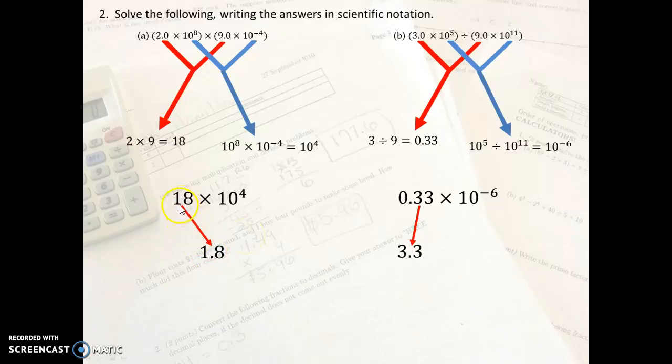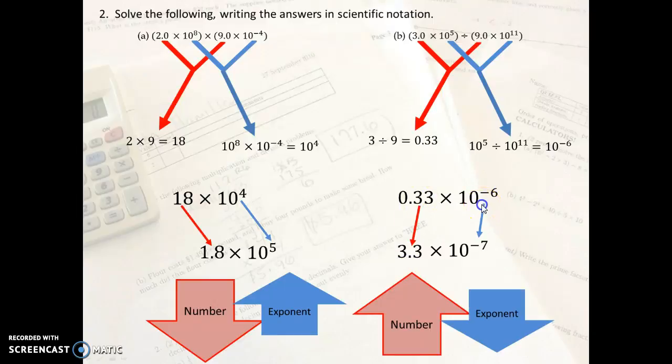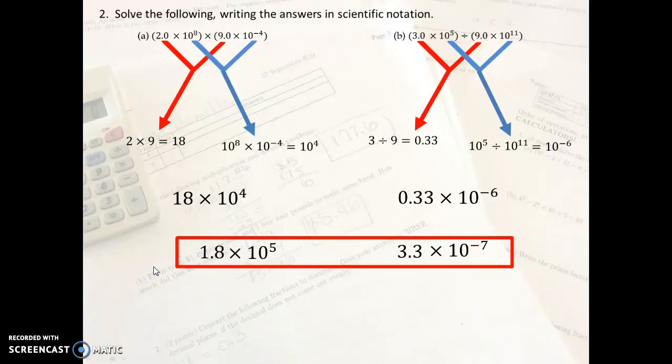We take this number. Look right here. I made that number go down. 18 gets smaller to 1.8. So the exponent is going to go up. Kind of an action-reaction sort of thing. In this case, the decimal, 0.33, went up to 3.3, so the exponent, if it's a negative number, is going to get even smaller, more negative, -7. These are your final answers in scientific notation.